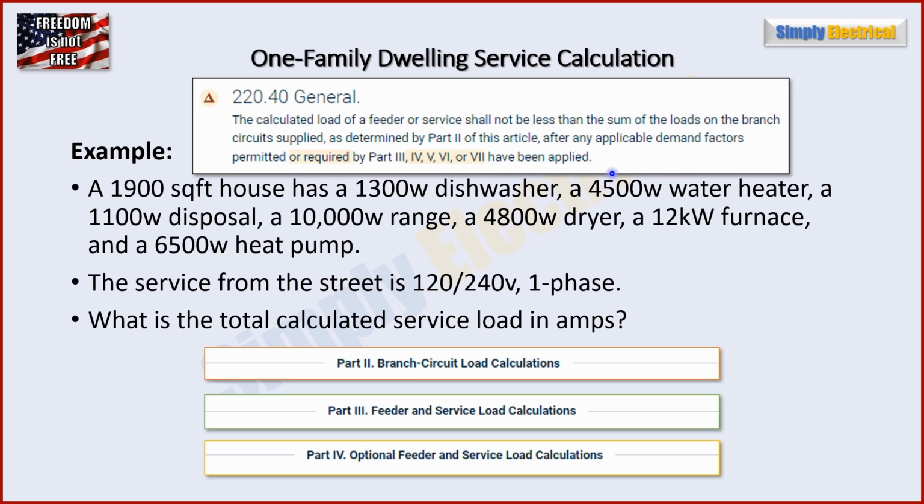So essentially all this is saying is that you're going to sum up your branch circuit loads according to Part 2, and then you're going to go to Part 3 and apply any demand factors that you find there. So let's talk about Part 2 and Part 3 and how they relate.